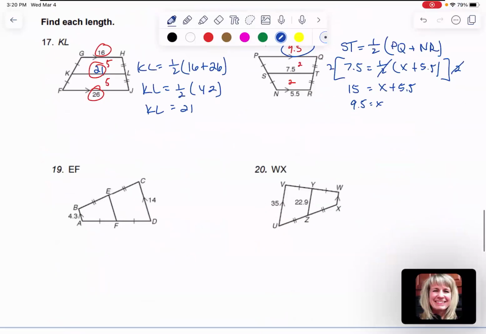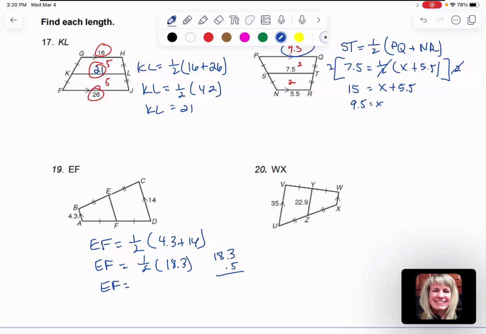Okay, on this one, again, your mid-segment EF will equal half of your two bases added together. So that's going to be 18.3. And so, goodness, I'm not doing very good in my head right now. 18.3 times 0.5.